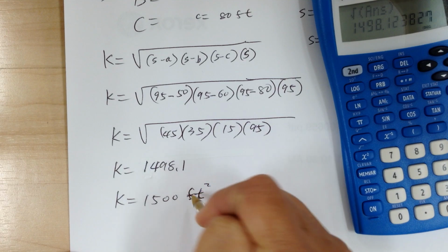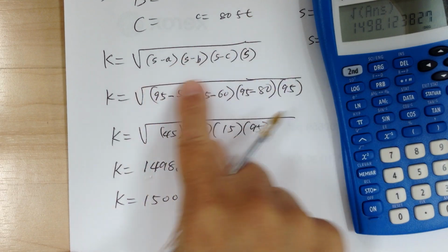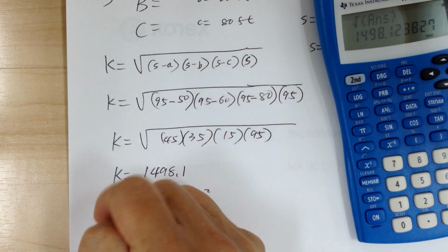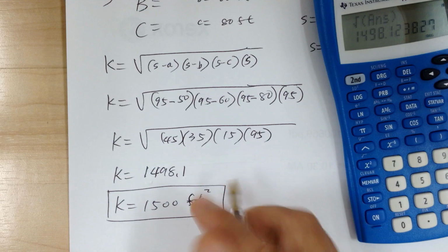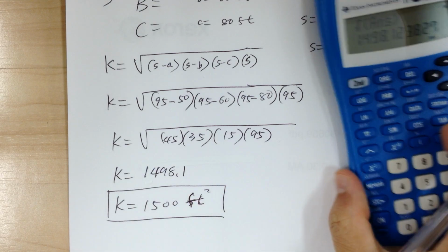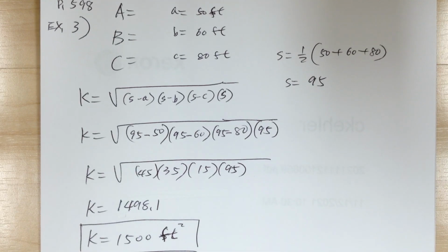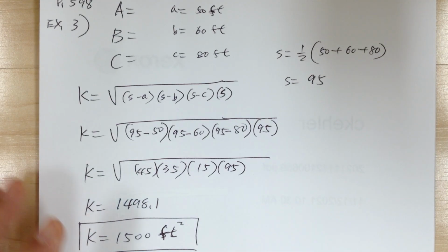Because of the feet times feet, you have to get the unit correct. Area is 2-dimensional, so it'll be square feet. Okay, and that's it for example 3. Okay, let's go to example 4.